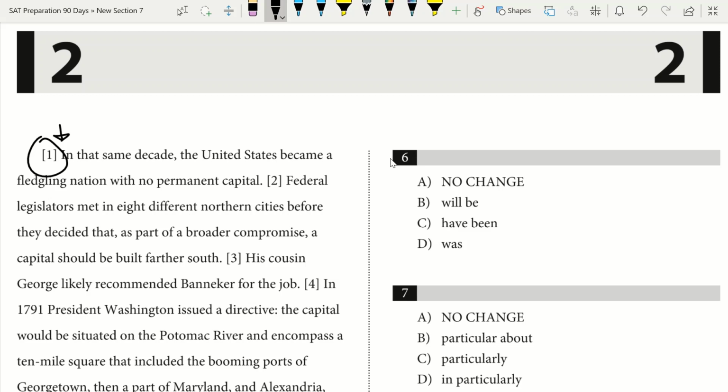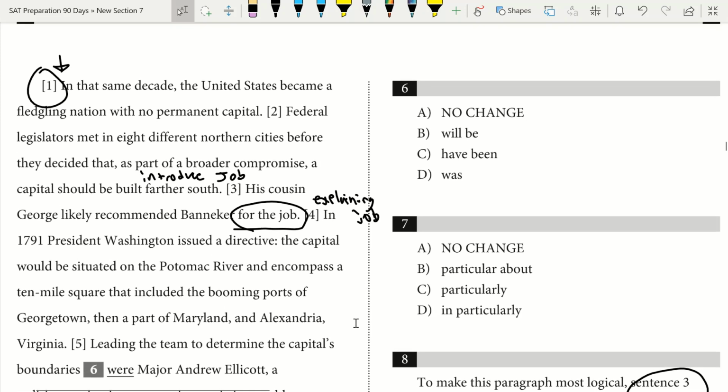All right, so we have, his cousin George likely recommended Banneker for the job. That means I want to be talking about a job before it. So I'm going to write job. That should come before sentence 3. What should come after it? Well, his cousin George likely recommended Banneker for the job. Probably something about the job. So right here, this is going to be introducing the job. So I'll put introduce job. After it could be something explaining the job potentially. So an introduction to what the job is, how it came about, or something like that, some job opportunity, and then after that explaining possibly what the job is. So that's really what I'm looking for there.